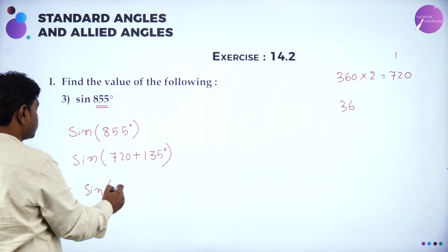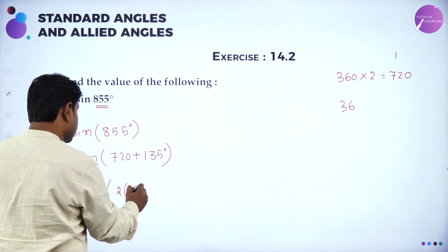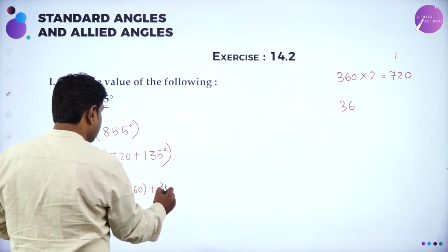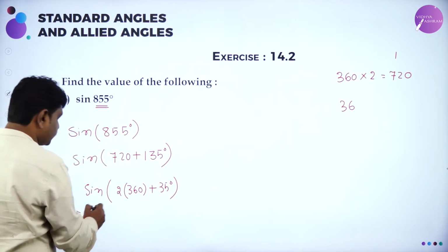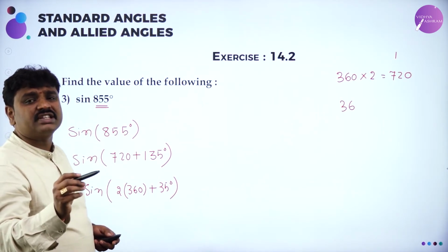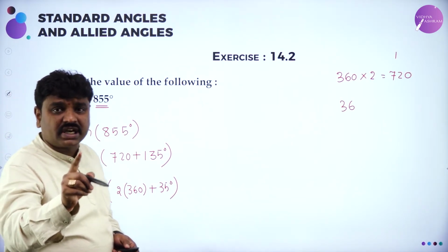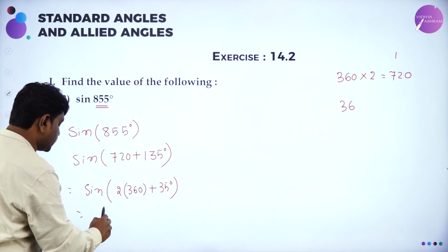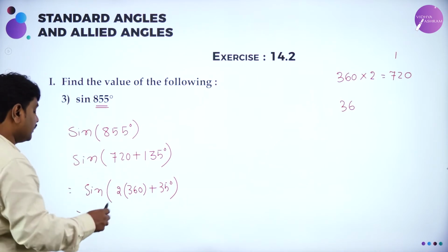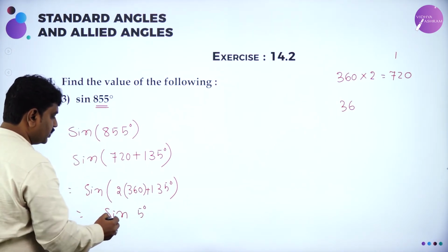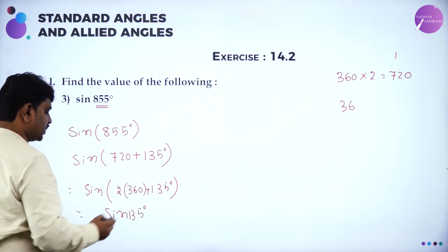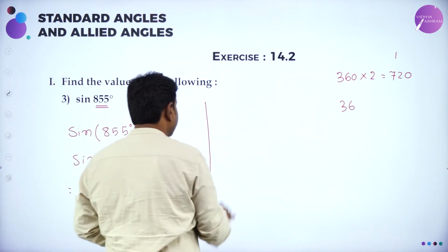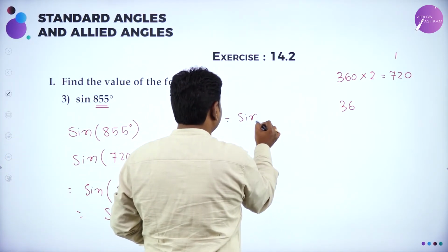Now we have 2 times 360 plus 135. It is the same as sine of 360 plus theta. What is sine of 360 plus theta? For 360 and 180, the function does not change. So sine of 2 times 360 plus theta is the same as sine of 360 plus theta. So it will become sine 135. Further, sine 135 degrees I have.